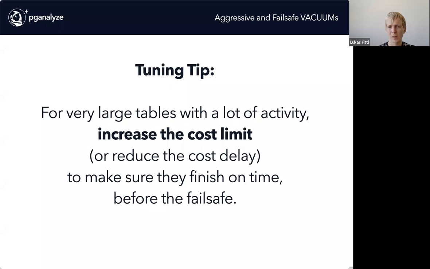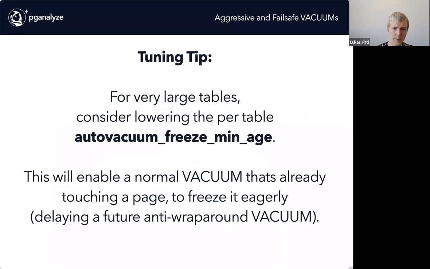Now, we probably want to do things ahead of time, right? We don't want to rely on that failsafe, or maybe an older Postgres. And so, if you have very large tables with a lot of activity, where vacuum takes long, do think about either increasing cost limit or reducing cost delay, because otherwise they don't finish on time and we run into all these problems. You could also consider lowering your autovacuum_freeze_min_age.